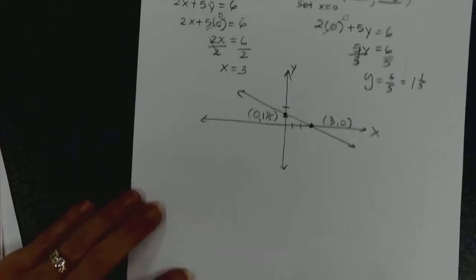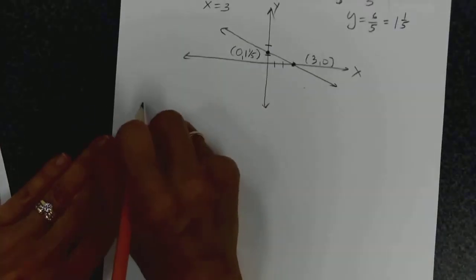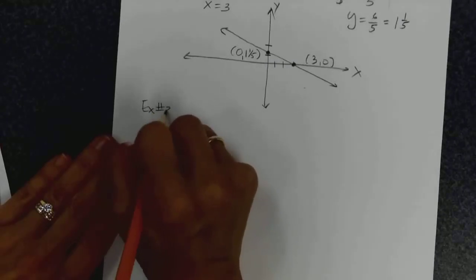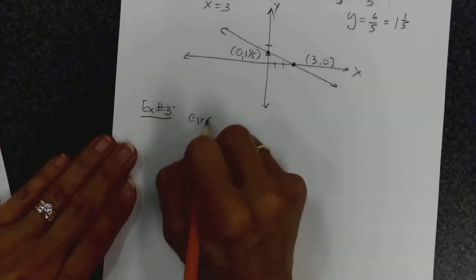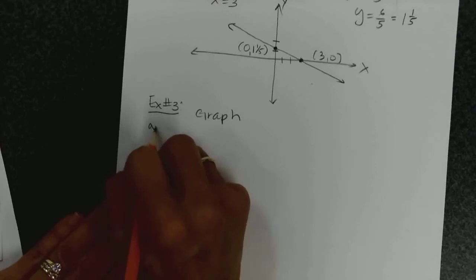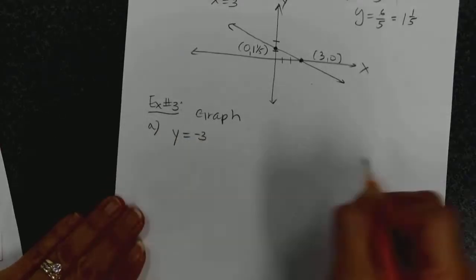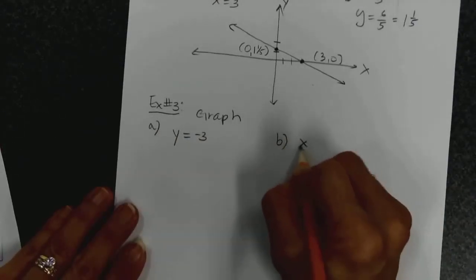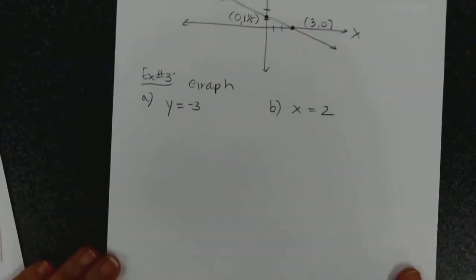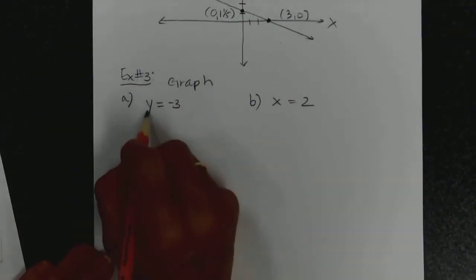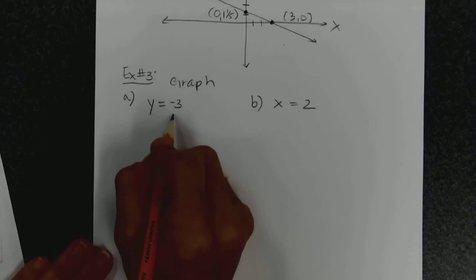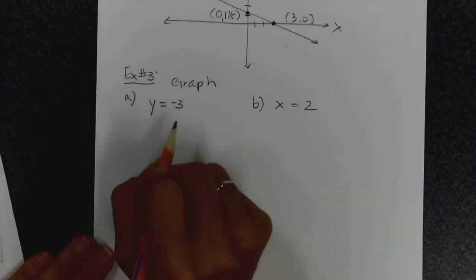Another type of question that you will see in this section is to graph. This is example number 3, and we are going to graph y equals -3, and we are going to graph x equals 2. So let's start with y equals -3.